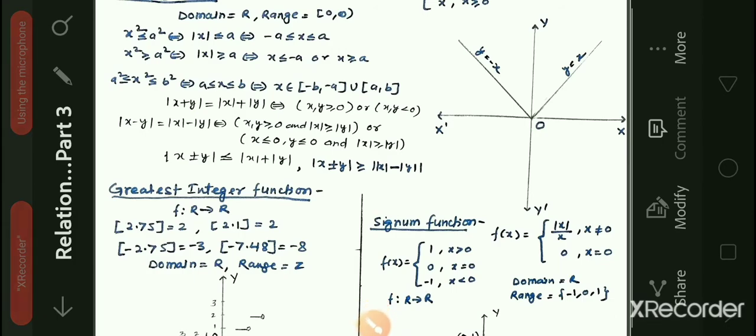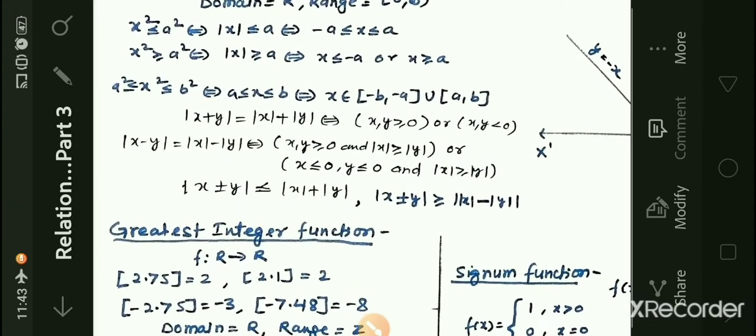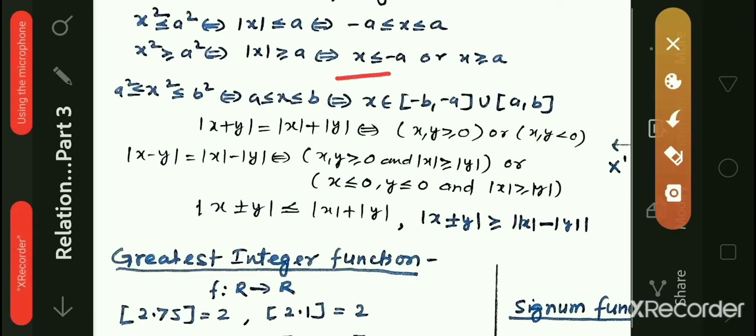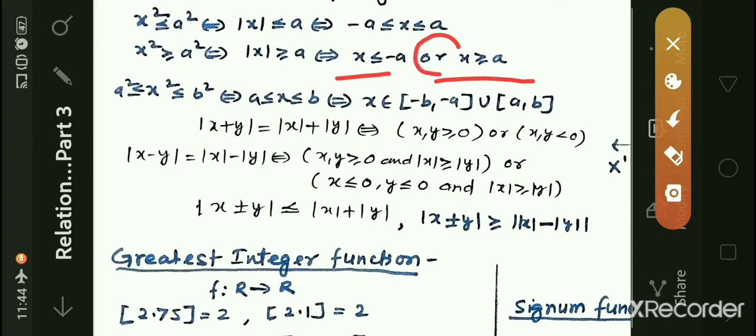Now second is x square is greater than or equal to a square. It is implies and is implied by mod of x is greater than or equal to a, and this is implies and implied by x is less than or equal to minus a or x is greater than or equal to a. One of them will follow here. There are two cases. There is a symbol or, that means either this will be true or this will be true.